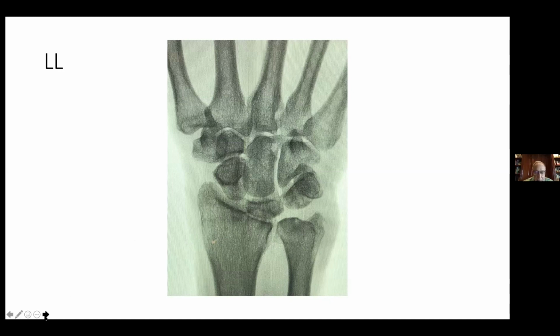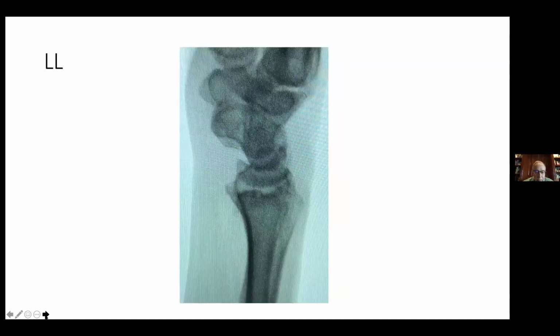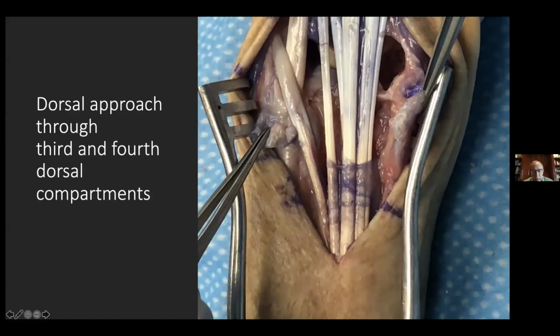Show you what we did. This is one that Lauren and I actually worked on. We did an interpositional arthroplasty on her. So this is the dorsal approach. You see the extensor tendons. We're going in through the third and fourth dorsal compartments. So EPL, and here are the common extensor tendons.